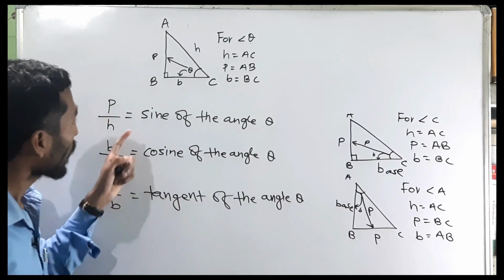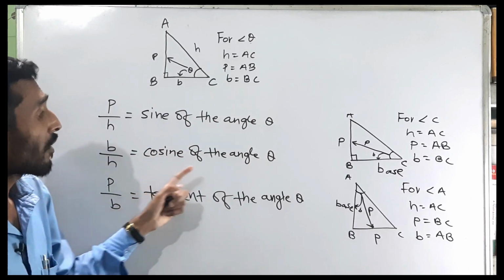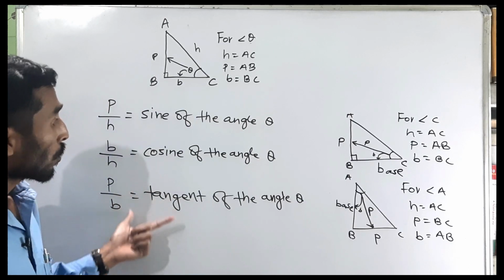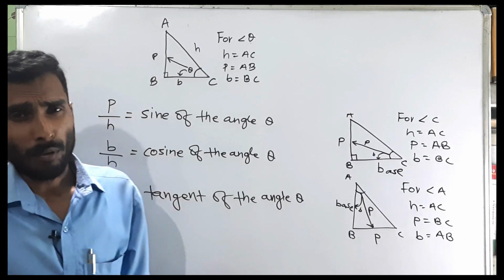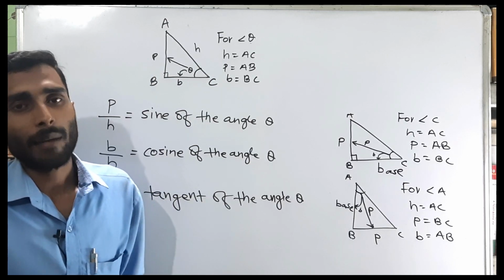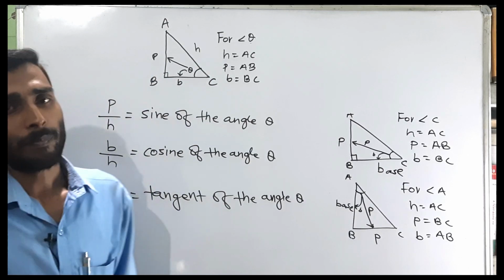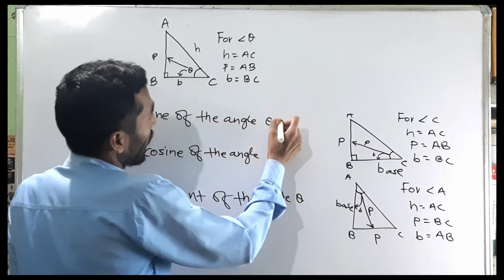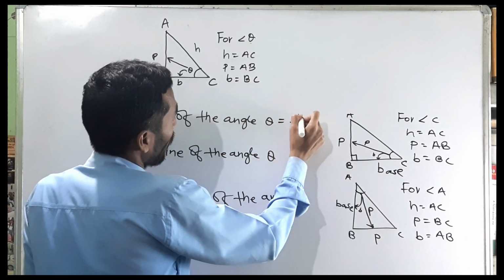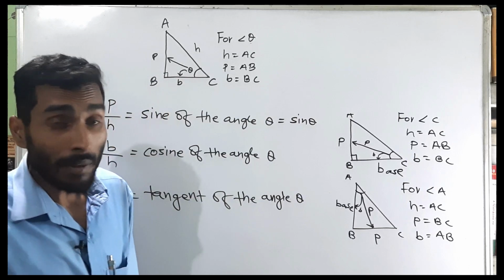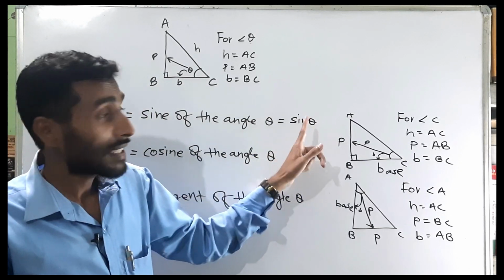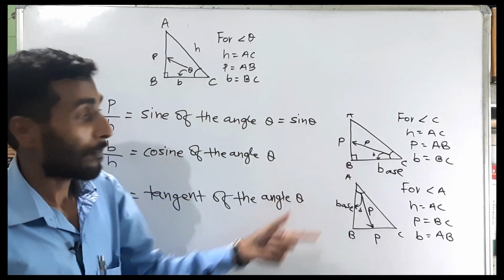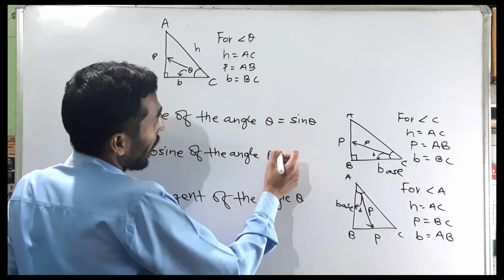That's why we are saying the sine of the angle theta, the cosine of the angle theta, and the tangent of the angle theta. It was very big to pronounce everything all the time in mathematics, so mathematicians abbreviated it in short form. Sine of the angle theta is written as sine theta. Here it doesn't mean sine multiplied by theta.